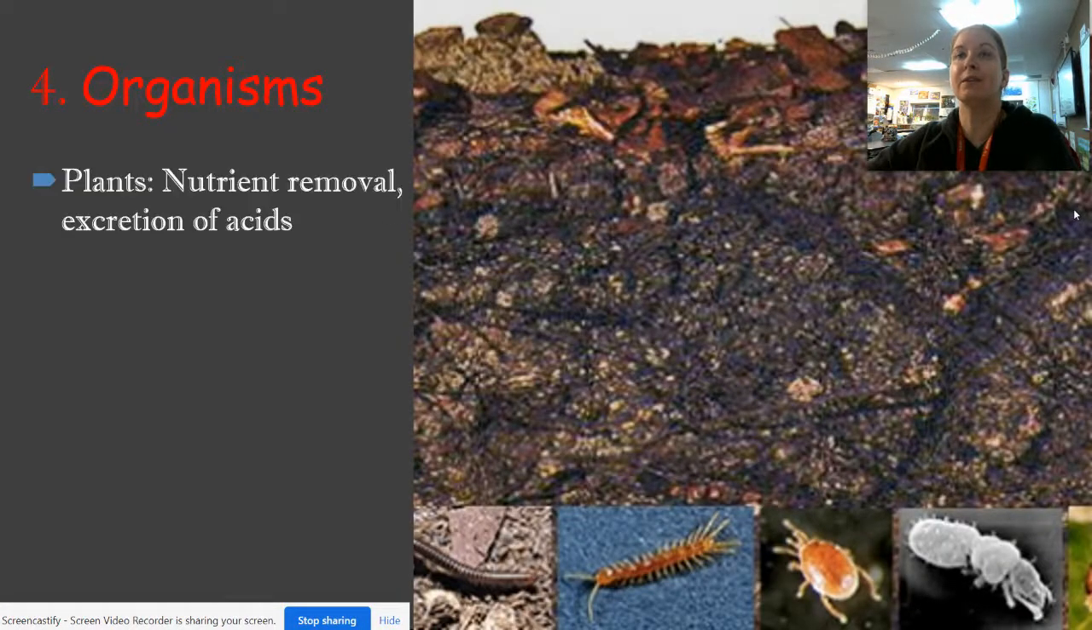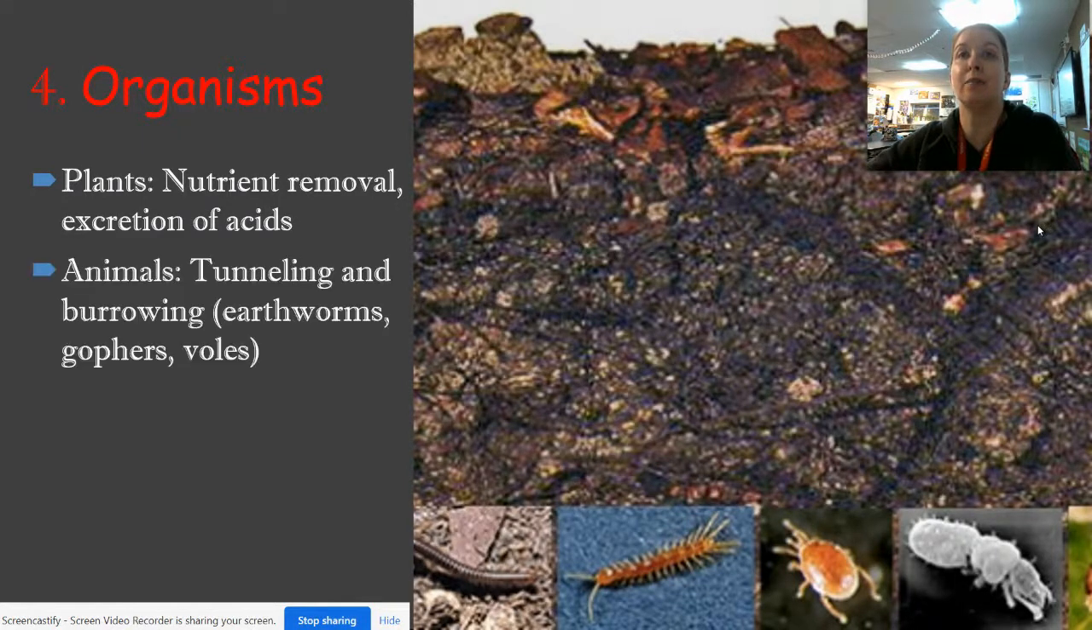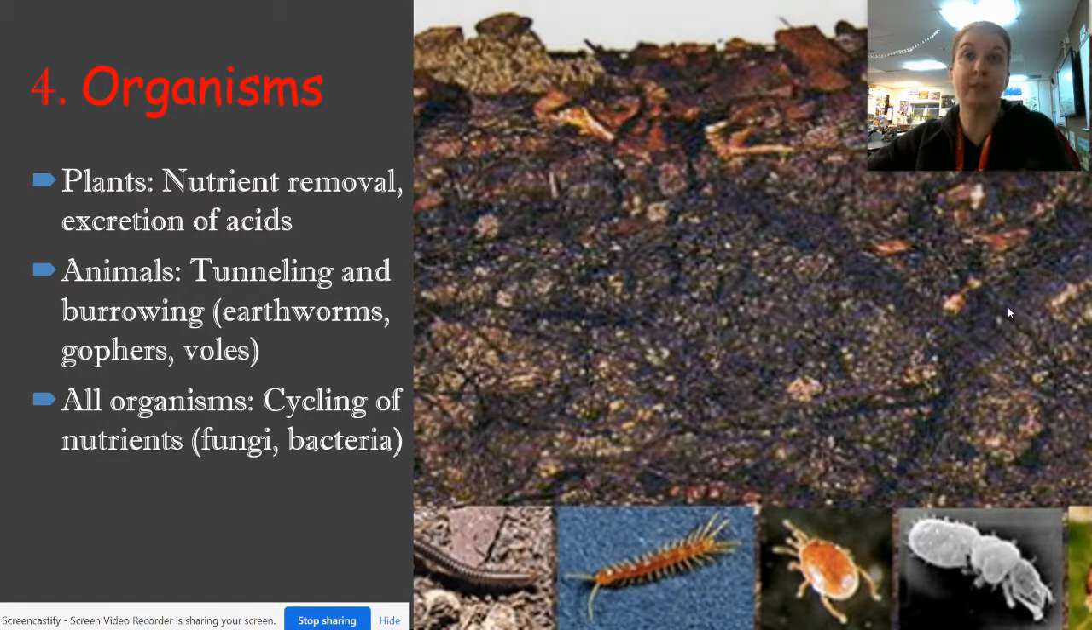Organisms, the critters. Plants in soil help with both nutrient removal and they excrete acids. So they're taking nutrients from and putting acids in, and both are bad. Animals help with things like tunneling and burrowing: earthworms, gophers, voles. This is going to help make places for the air to go, for water to go, for roots to go. And then all organisms are going to help with cycling of nutrients. Fungi, bacteria, all of the above are going to help with that.